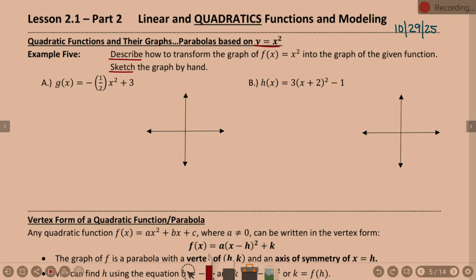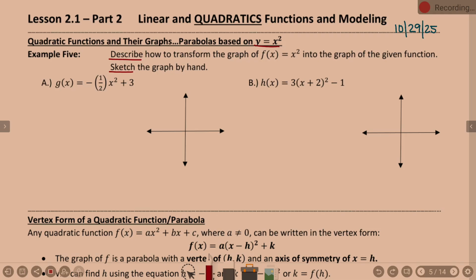The 1/2 is a vertical compression because it's a number between 0 and 1. Now, this book uses the word shrink, so my notes actually say vertical shrink, but I'm flexible. What I need you to recognize is that vertical compression and vertical shrink are the same thing.